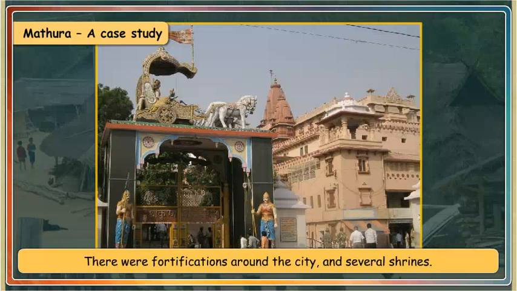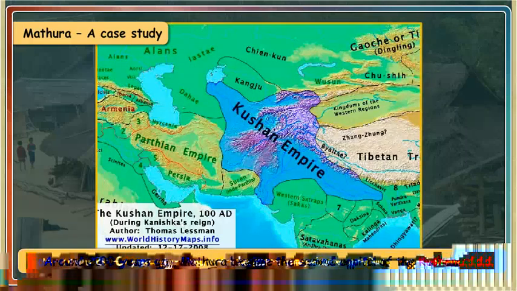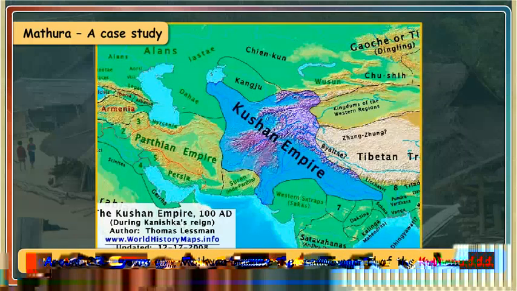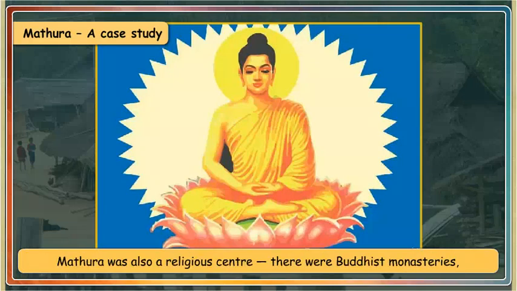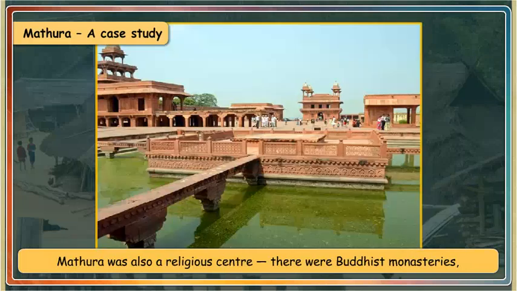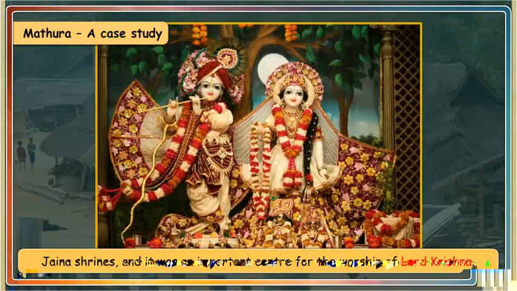There were fortifications around the city and several shrines. Farmers and herders from adjoining areas provided food for people in the city. Mathura was also a center where some extremely fine sculpture was produced. Around 2000 years ago, Mathura became the second capital of the Kushanas. Mathura was also a religious center. There were Buddhist monasteries, Jain shrines, and it was an important center for the worship of Lord Krishna.